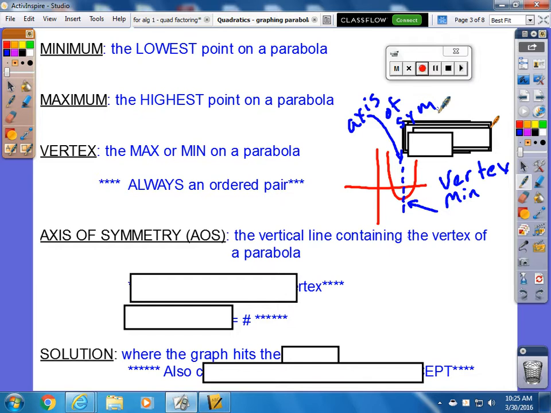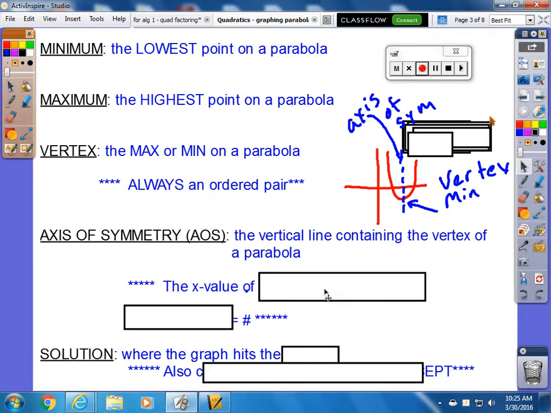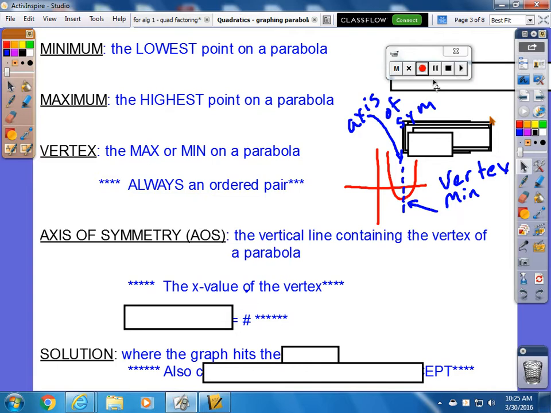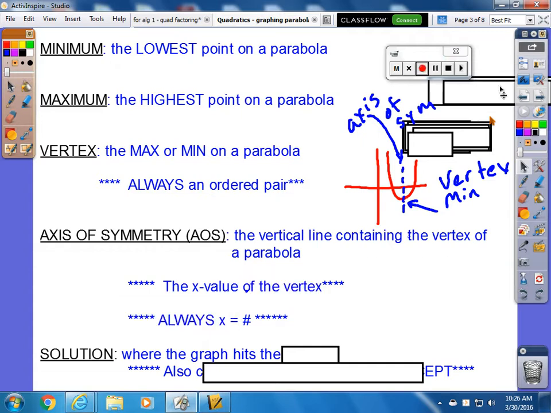So there is a picture of a parabola. It is a positive parabola, so the vertex is a min, and that fold line you see is my axis of symmetry. And the x value of the vertex is always what the axis of symmetry is. So your x equals whatever number that is.